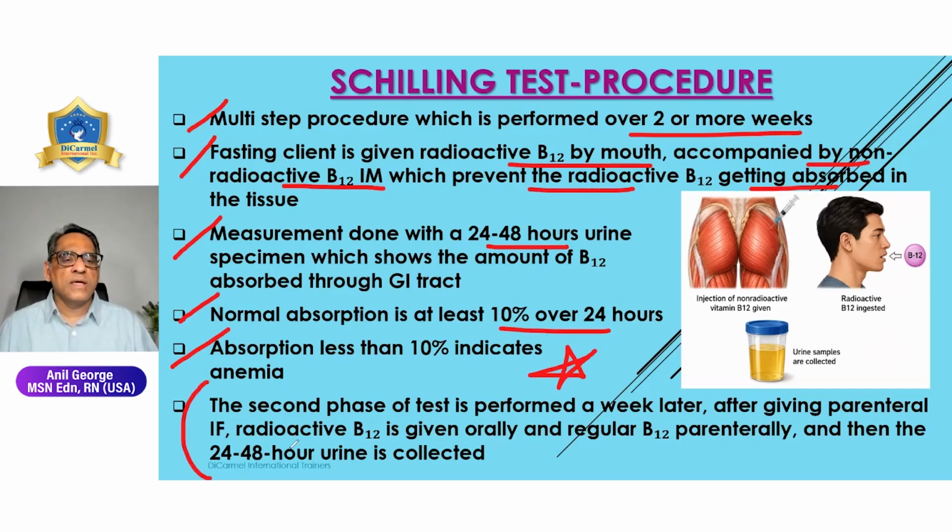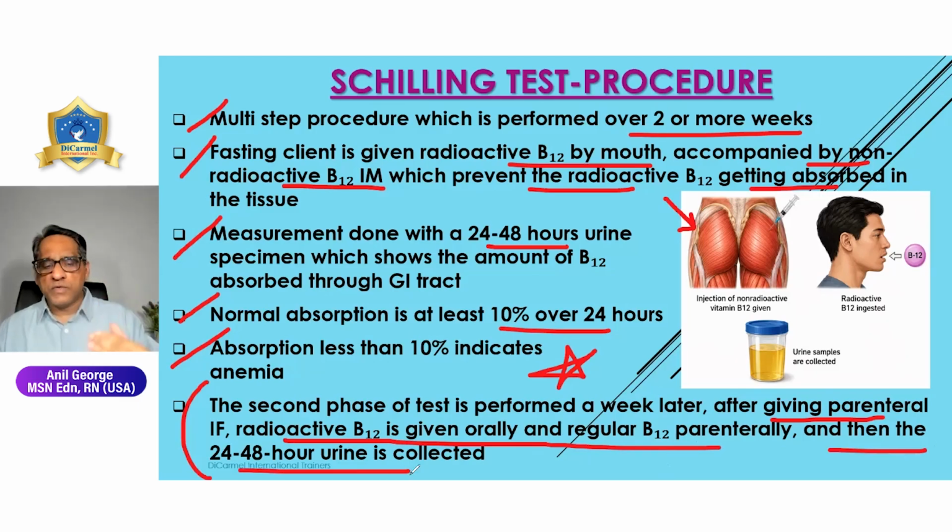And in the second phase, the test is performed a week later after giving parenteral IF. So again, they give parenteral IF, along with the radioactive B12 orally and regular B12 parenterally. And then again, the same process, we collect the 24-48 hour urine. So we are comparing how much B12 is absorbed in the first phase without the IF, and now that there is IF, how much is absorbed. We are comparing with and without IF how much B12 is absorbed. That's what we're looking for in this test.